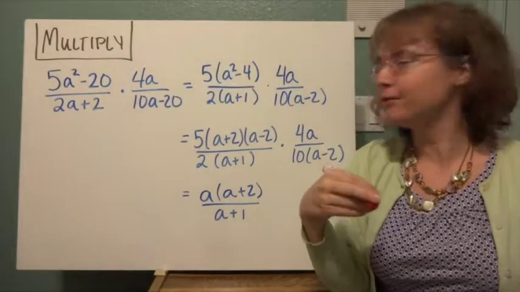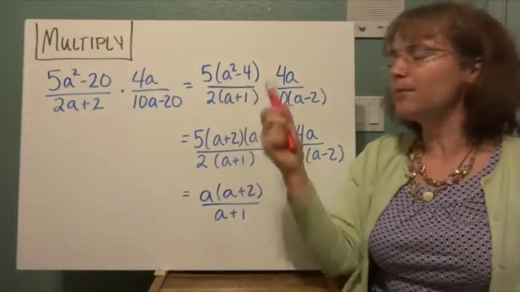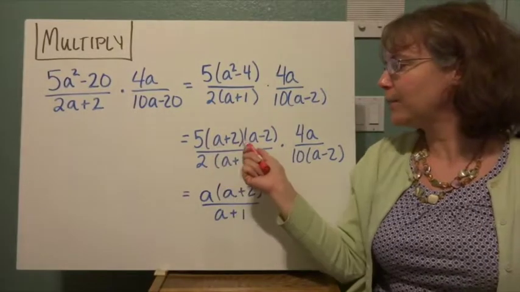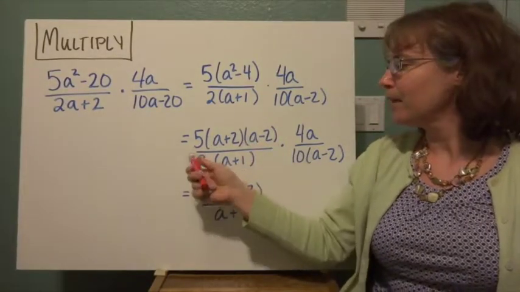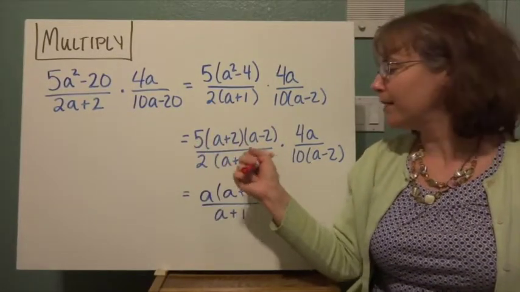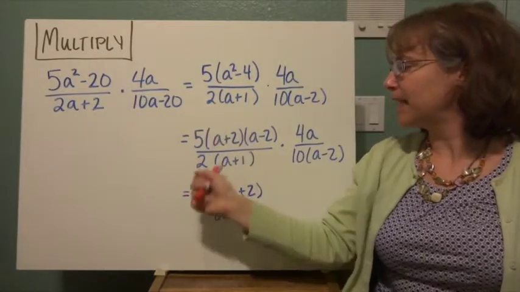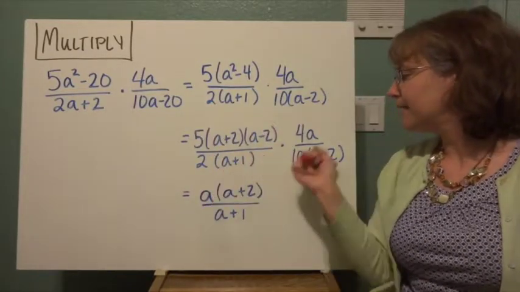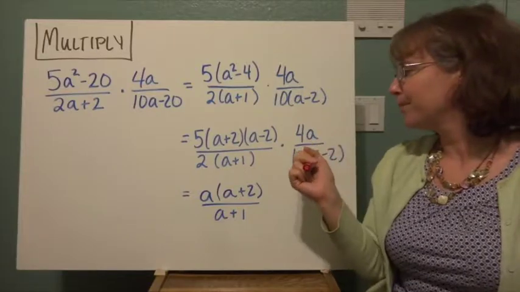This is just a difference of squares. So a squared minus 4 factors into a plus 2, a minus 2. So I have the 5 times a plus 2, a minus 2, over 2 times a plus 1, times my same fraction I had before.